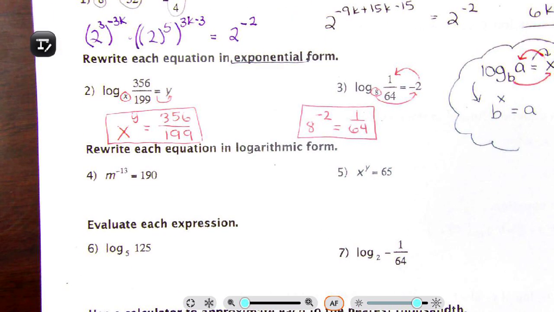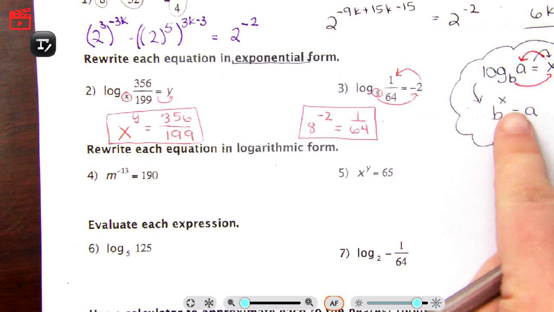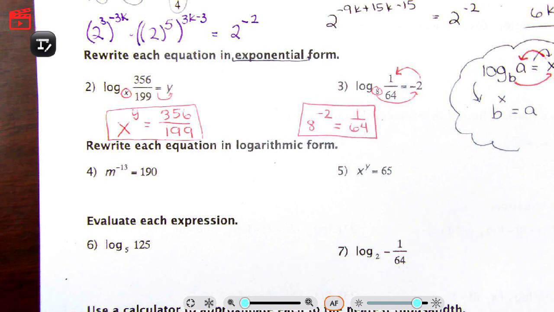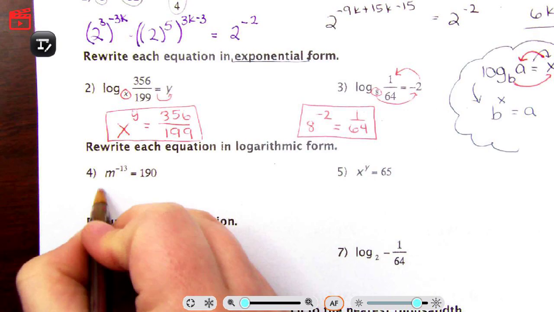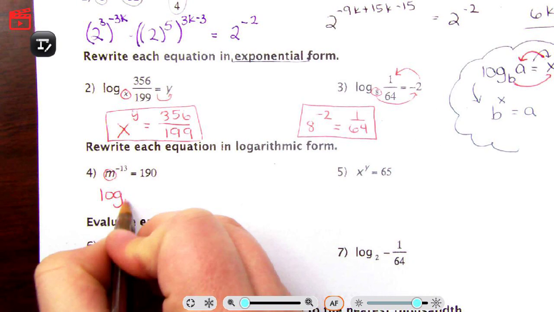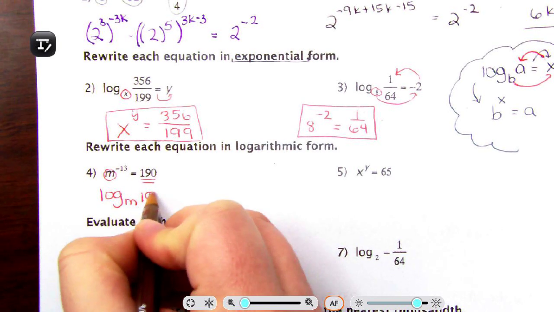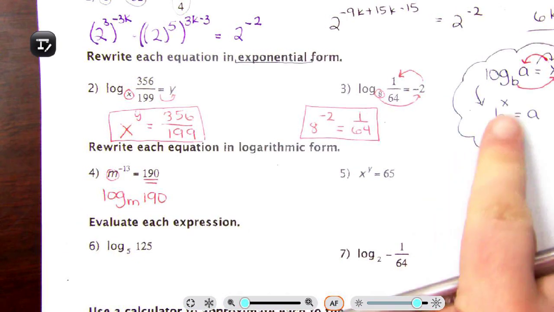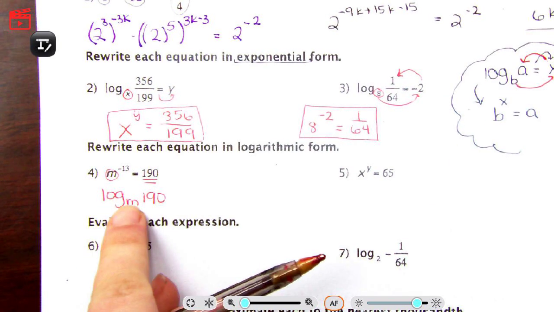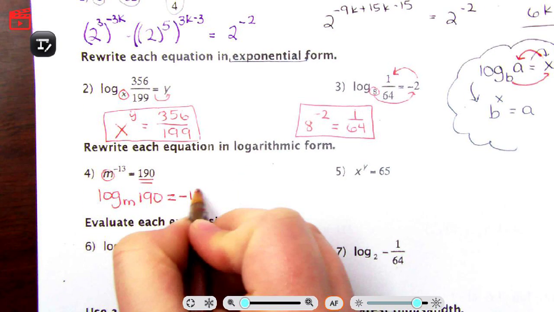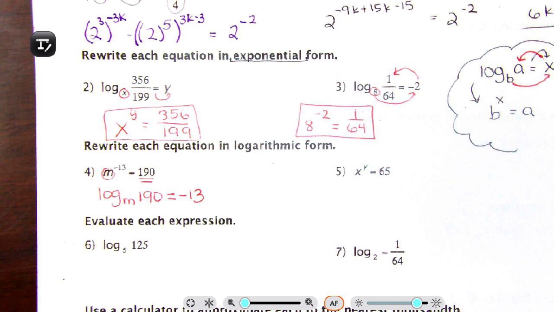All right. Number 4, rewrite each equation in log form. So now we're going from this exponential form to log form. Same thing. What does it mean to be an exponent? What does it mean to be a logarithm? A logarithm is just an exponent. So, okay, log, keep your base. Your base is now m. Here is your of. So like if we do base b of a, it's now base m of 190. What does it mean to be a logarithm? It is an exponent. So we have equals -13.